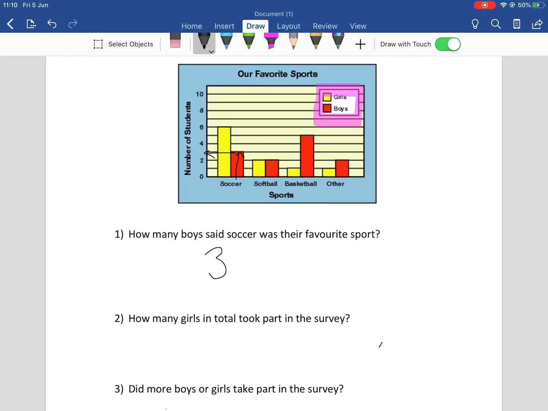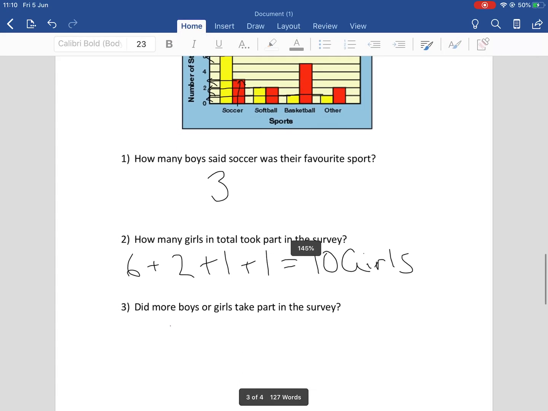So if we look at soccer, soccer has 6 girls. If we look at softball over here, that is going to go along to 2. And if we look at basketball and other, because they're actually at the same height, there is 1 for each of them, which if we add them all together tells us there is 10 girls in total. So you might get a question like that quite often.